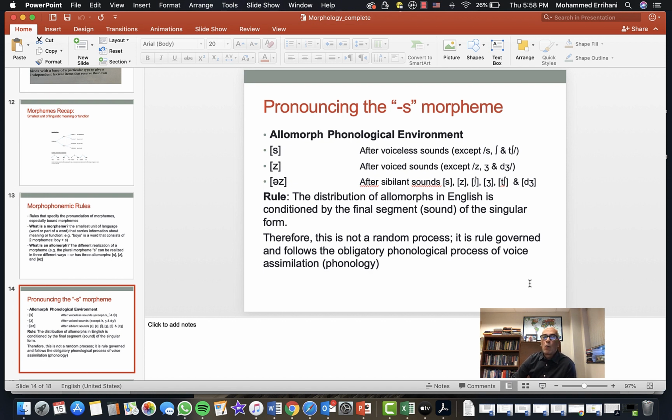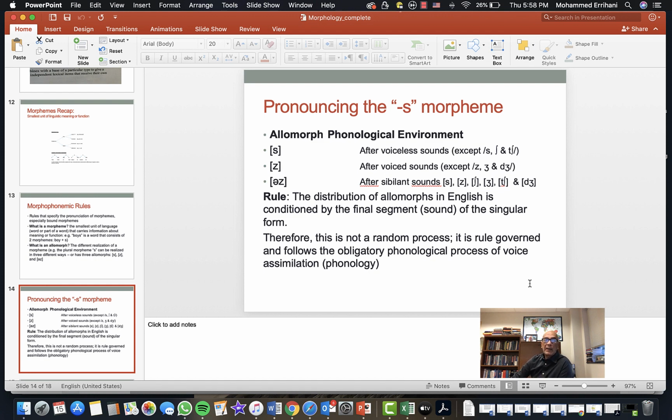Okay, so walks, talks, stops, etc. Now, on the other hand, if it occurs following a voiced sound, with the exception of z, zh, and j, then it's pronounced as z. So if we have the verb open and you add S to it, she opens. We don't say "she opens" with an s. The z sound is what you hear.